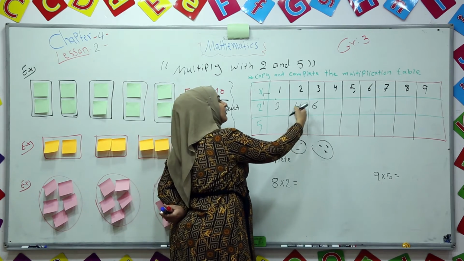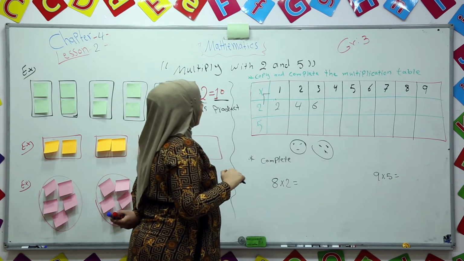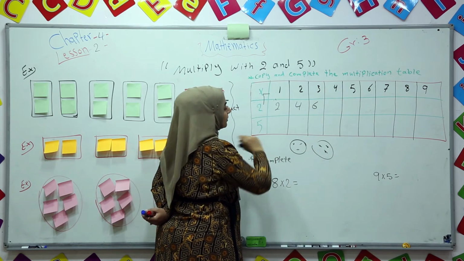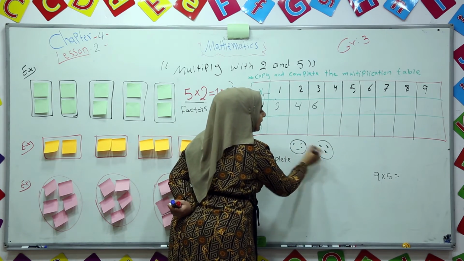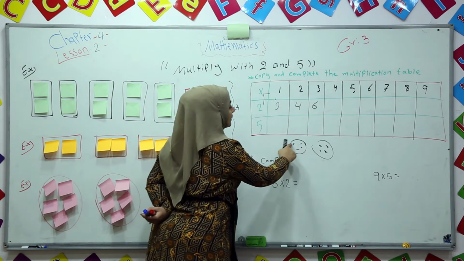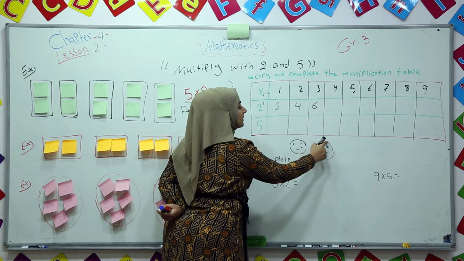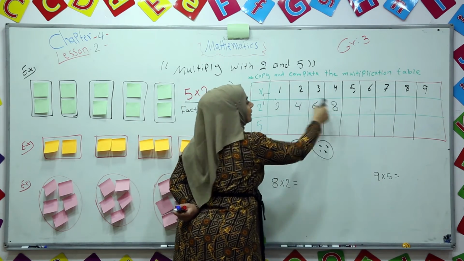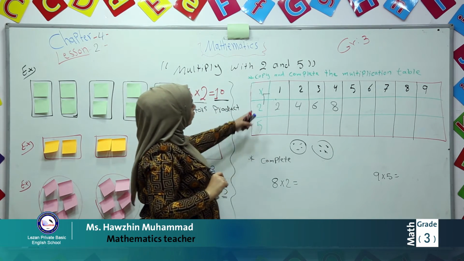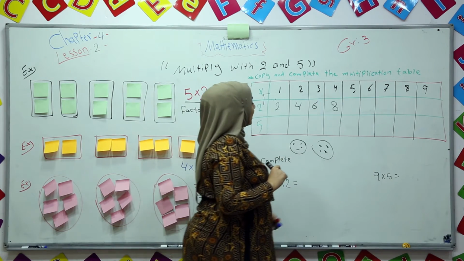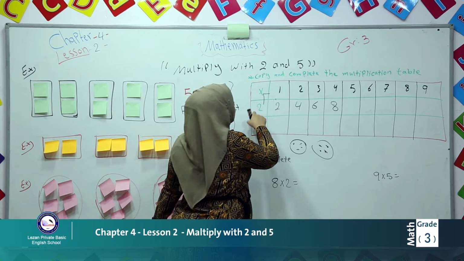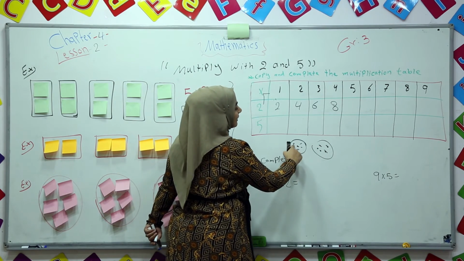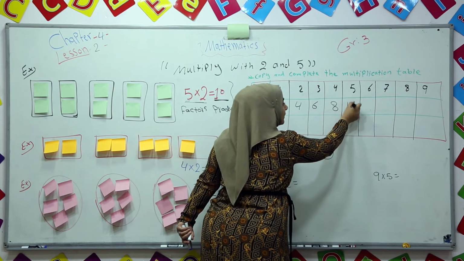Or I will add 2 here and I will get it. This time I have 2 groups, and each group contains 4 objects. 1, 2, 3, 4, 5, 6, 7, 8. So 2 times by 4 is 8. 2 times 5. I have 2 groups, each group contains 5 objects. So 8, 9, 10. It is 10.